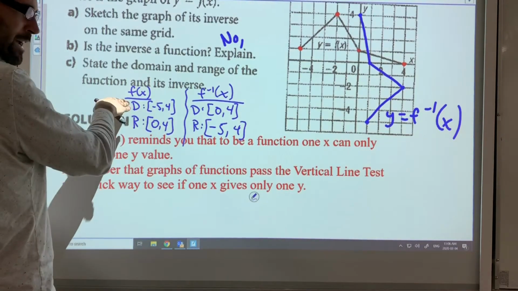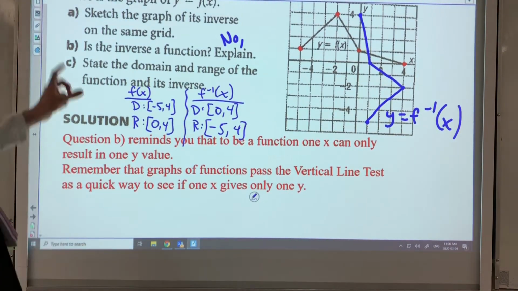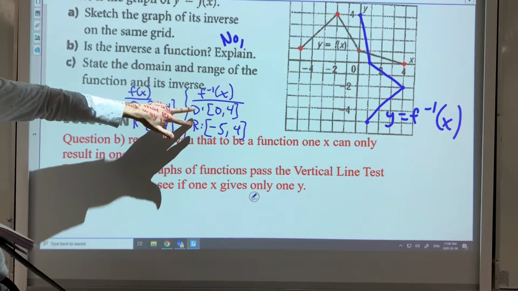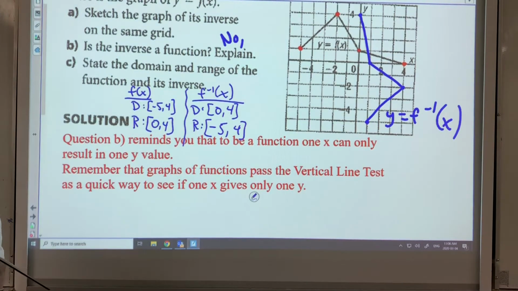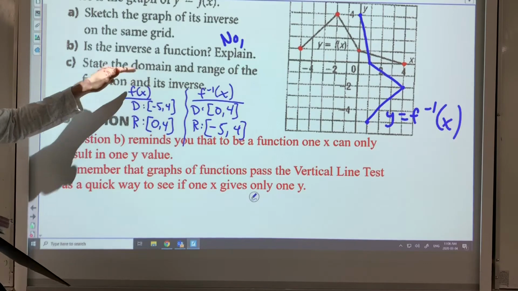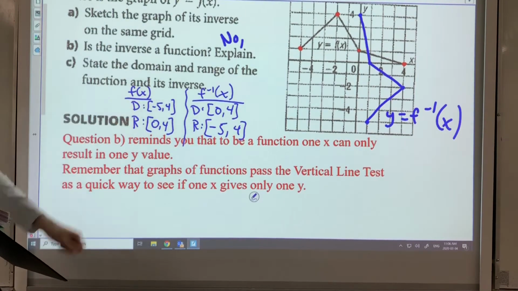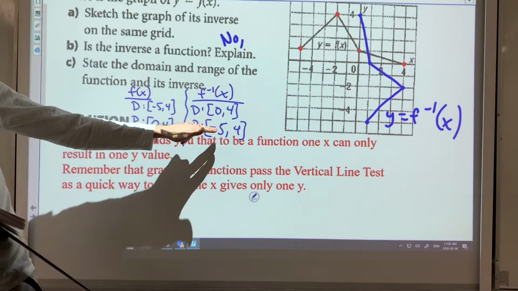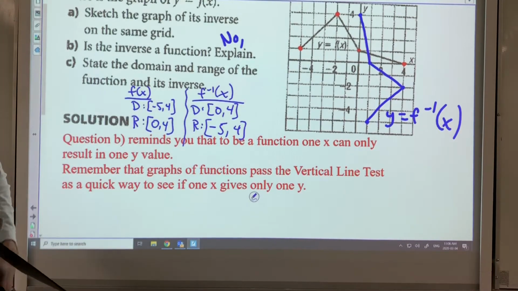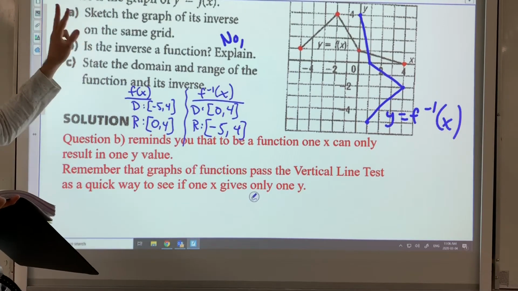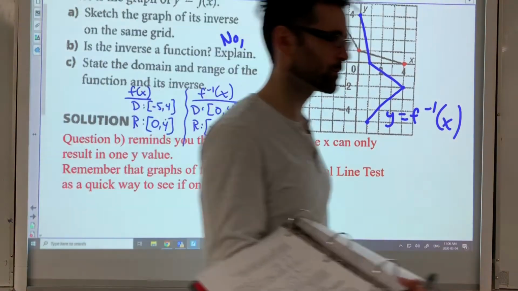So remember, domain, your x values, range are your y values. We literally switch x and y when we do the inverse. Domain and range literally switched. Does that make sense? Okay, so conclusion, for domain and range of a graph and its inverse, they will literally switch. So the domain becomes the new range, and the old range becomes the new domain. And it makes sense, because we switched x and y. This is x, this is y. We switched them. Okay, so write that in English.